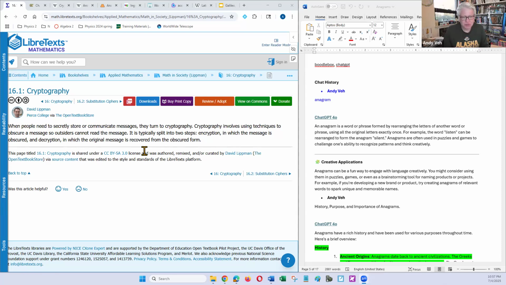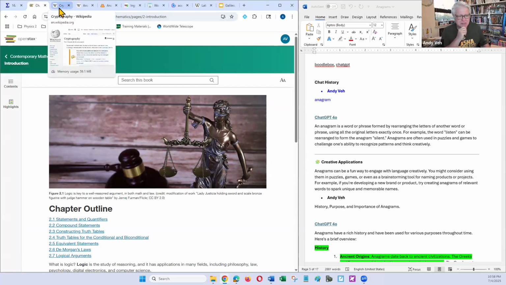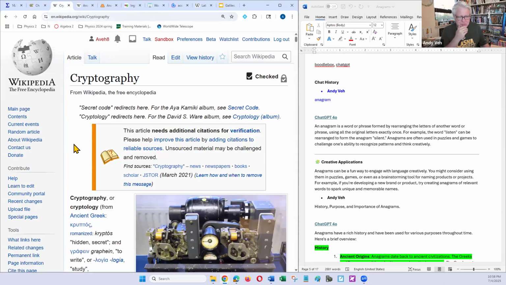It is typically split into two steps. I just mentioned it: encryption, in which the message is obscured, and decryption, in which the original message is recovered from the obscured form. And this is also a free textbook here, LibreText Mathematics. This one here is our textbook, Logic. I have to see how much actually plays in here for the cryptography that I'm about to teach. And this one here is the Wikipedia article on that, basically the same thing.